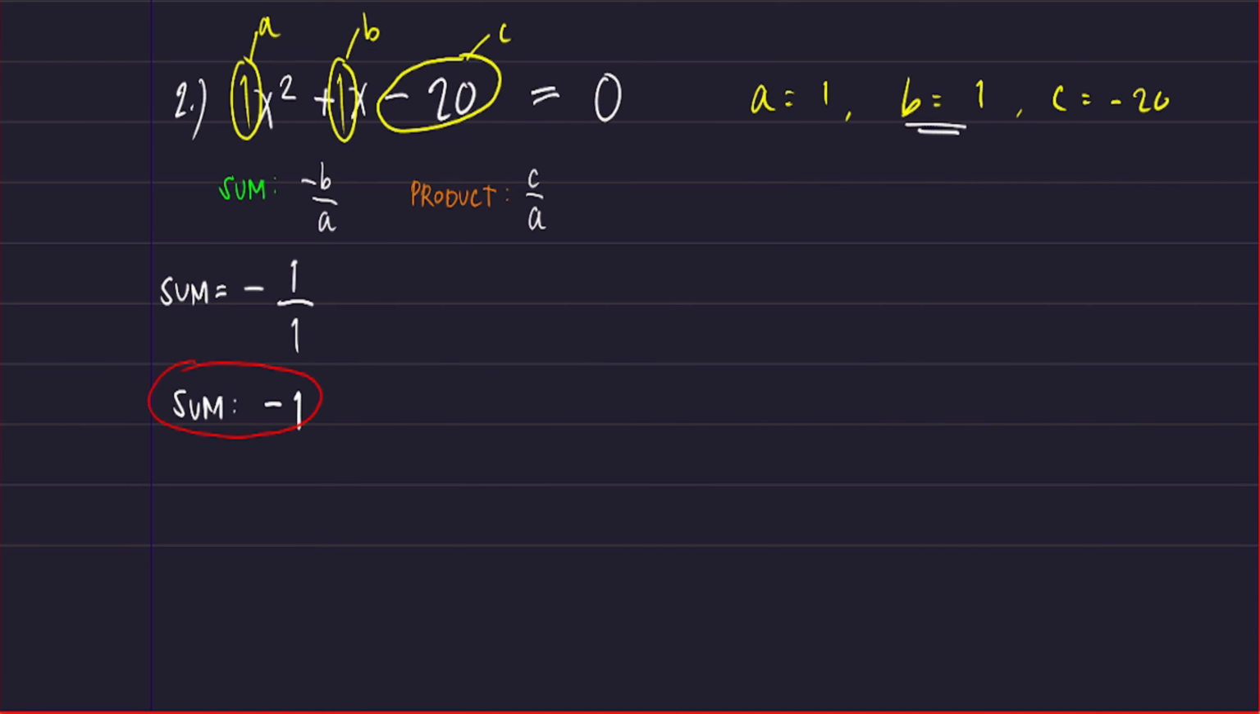Ayan. Paano naman sa product? So, ang product natin, we have C over A. Ano ba ang C natin? Kung makikita natin sa mga inassign nating values, ang C ay equal sa negative 20. So, C is equal to negative 20 over A, which is equal to 1. Simplifying this, negative 20 over 1, this is simply negative 20. So, the product of the roots of this example is equal to negative 20.